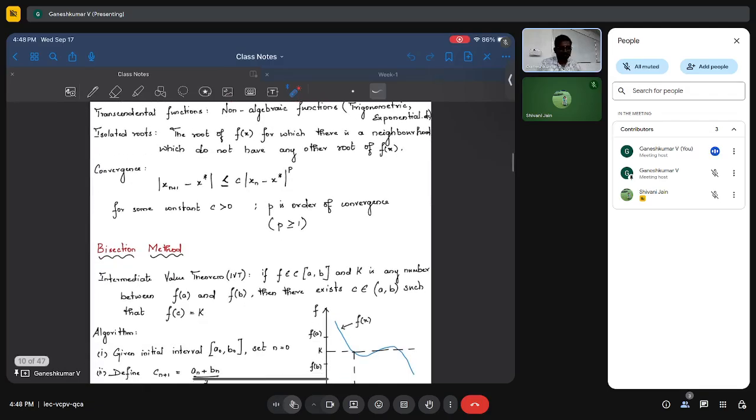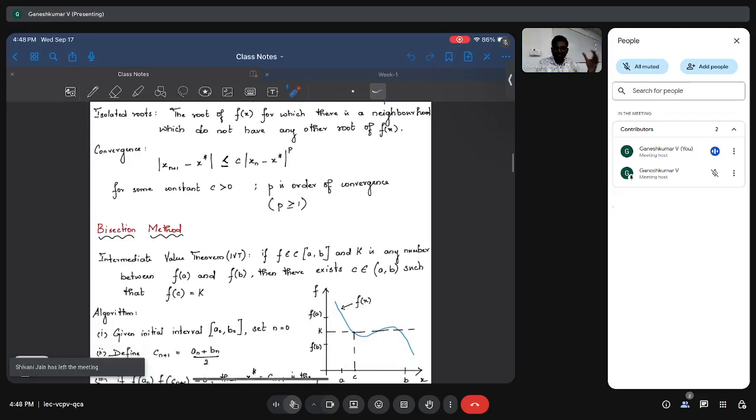Usually when we are trying to solve a function, what we are doing is trying to find the root of that function, which means for which value of the independent variable the function becomes 0. That is what we call roots. And convergence, as I said, we will check how the iterative values are changing from the previous iteration to the next iteration, and if that is of order p, then that is called the order of convergence.